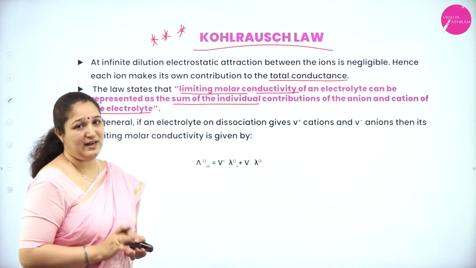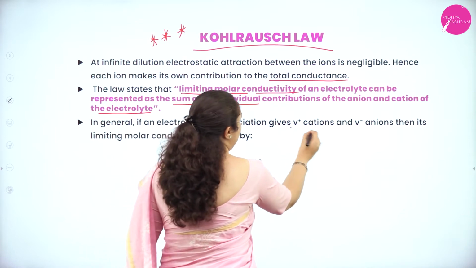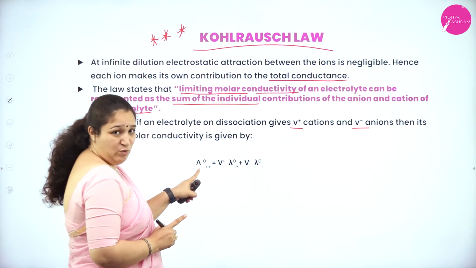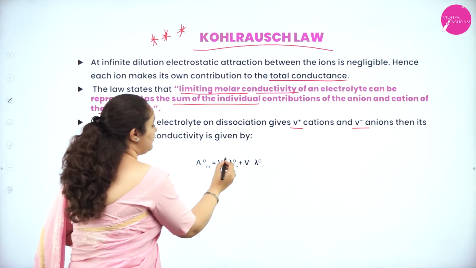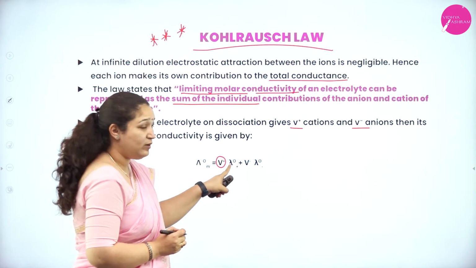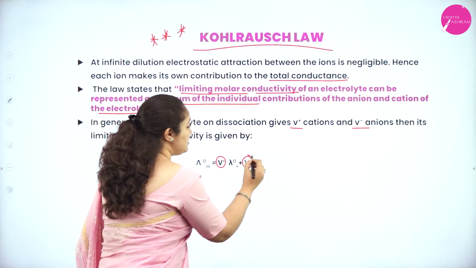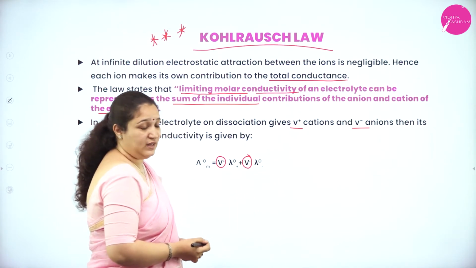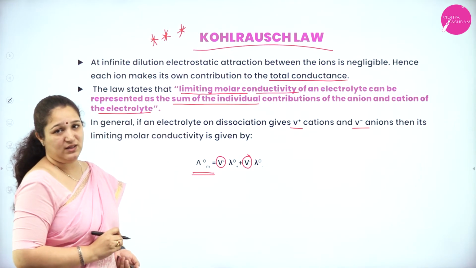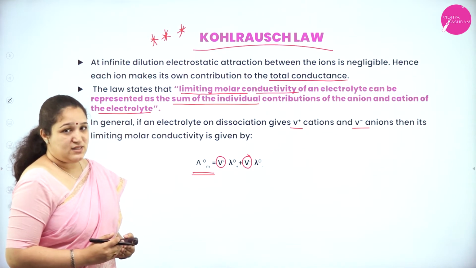Now, for example, if an electrolyte gives ν+ cations and ν- anions, then limiting molar conductivity is equal to ν+ cations into its molar conductivity plus ν- anions into its molar conductivity. So, if you add both up, you will get the limiting molar conductivity. If you have not understood, you can understand it like this.